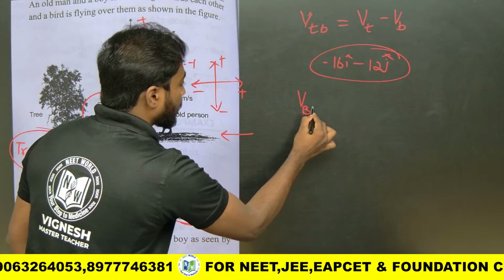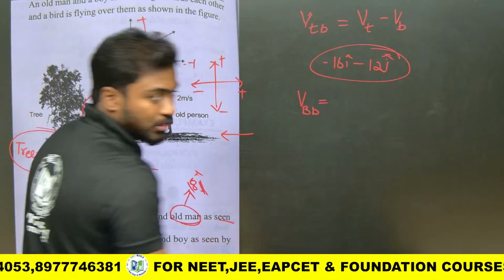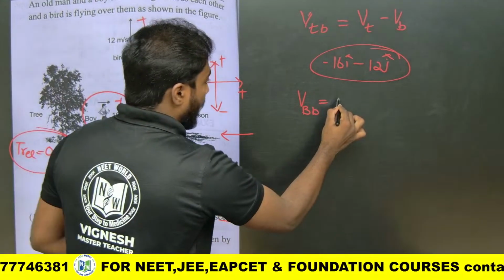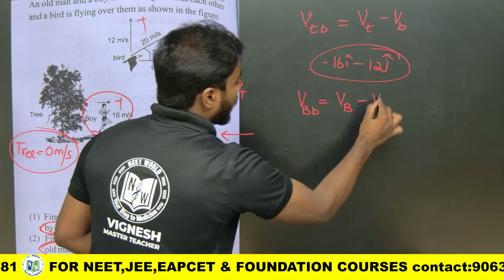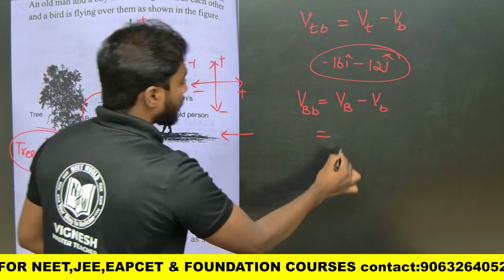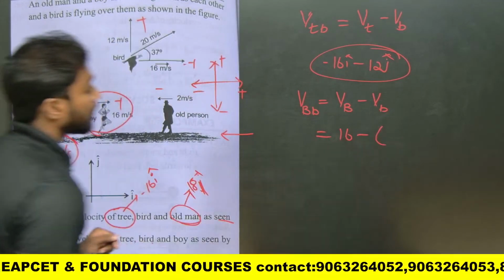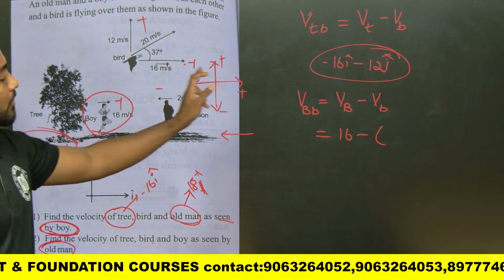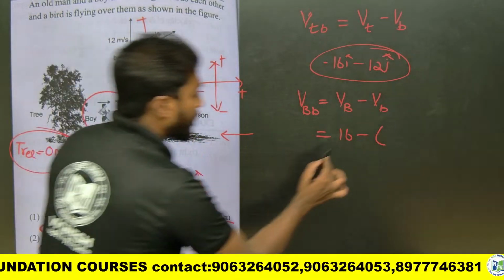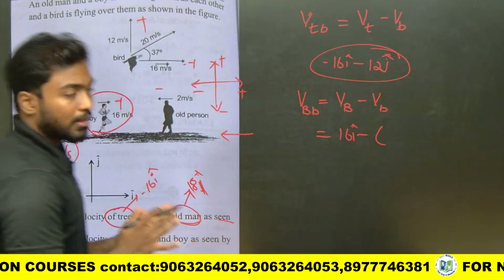Velocity of the boy with respect to the bird, which is equal to velocity of the boy minus velocity of the bird, right? Boy is 16 plus 16 minus, now if you see, one is going in the x-axis, keep it simple, this i cap.